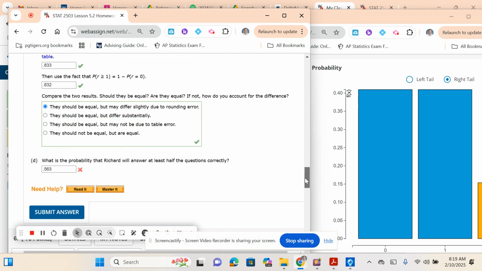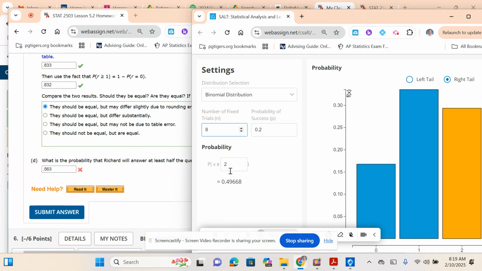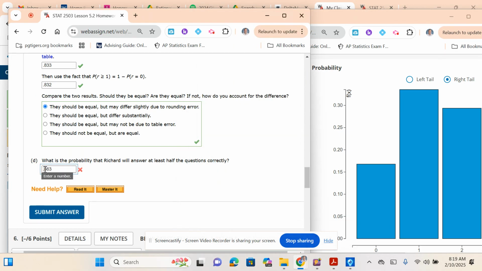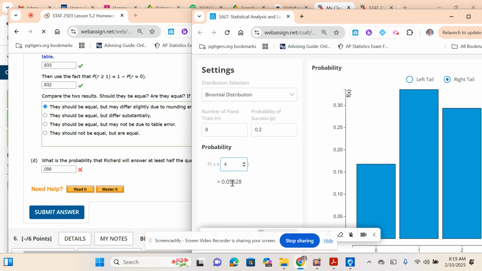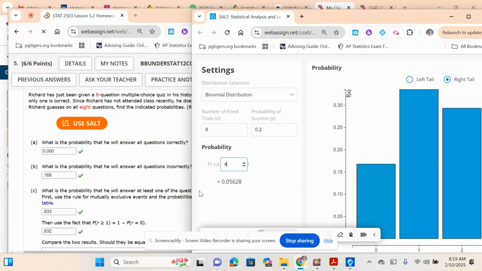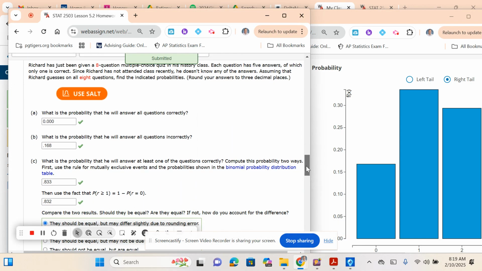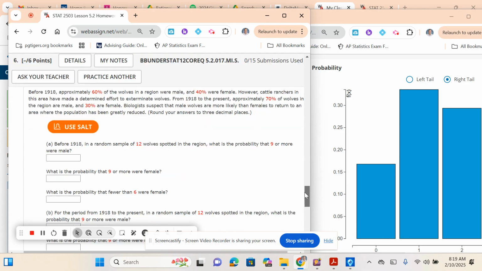Okay. Oh, I did that wrong. What did I do wrong here? That's embarrassing. Did I round wrong? 0.563. Oh, 0.56. Oh my goodness. I can't read. I apologize. It's 0.056. That was embarrassing. Okay, there we go. So that's why I click on the submit here because I'm sometimes wrong. All right, number 6.